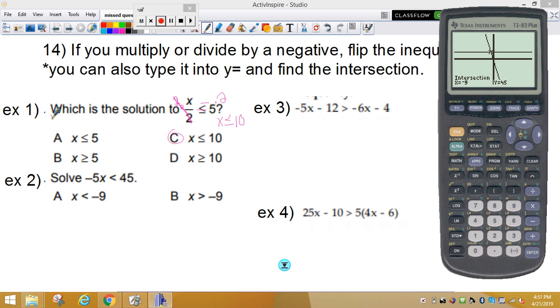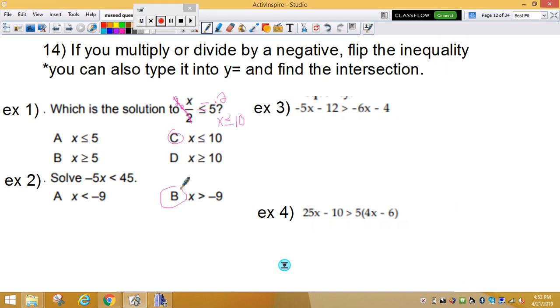So let's look at our rule. Did we multiply or divide by a negative? Well, I would have to move this 5, which is a negative. So yes, I'm going to actually divide by a negative. So this inequality should flip. So B should be your answer.